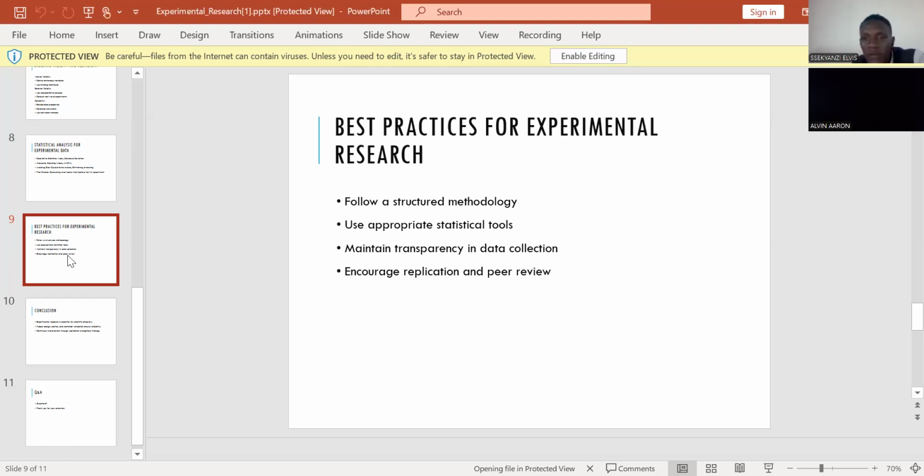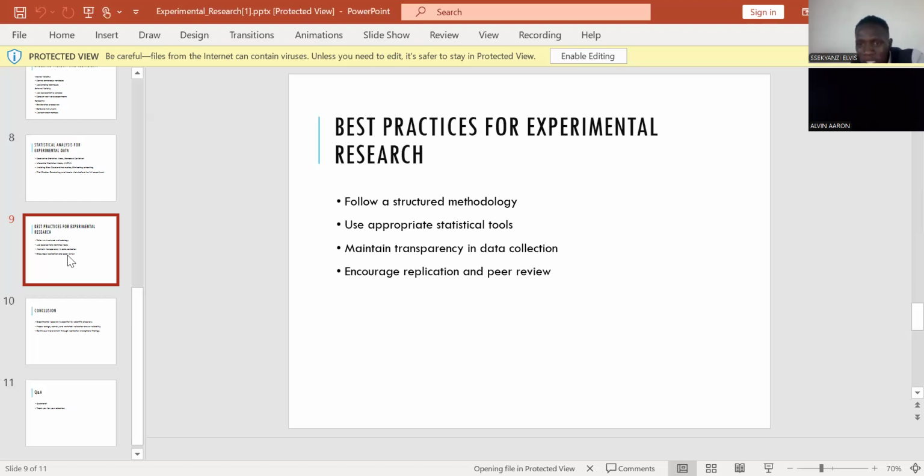Then we document everything. Another practice, we can use appropriate statistical tools. Basically, the necessity of selecting and applying statistical methods suitable for the type of data collected and the research question being addressed. And under appropriate statistical tools, we have choose the correct descriptive statistics to summarize the data. Also, we select the appropriate inferential statistics and then understand the assumptions for the chosen statistical tests.